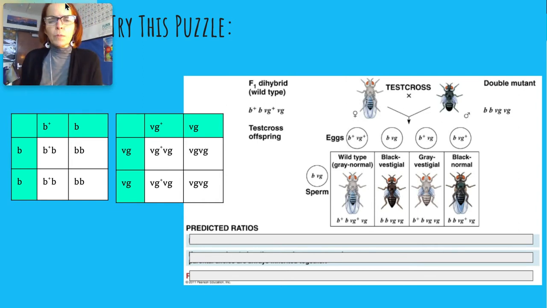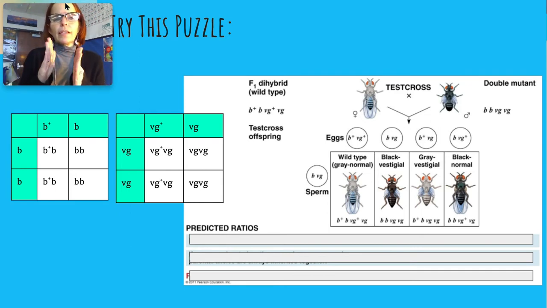So let's take a look at this puzzle. This is also Thomas Hunt Morgan's work with his fruit flies. Here he's got a female that is a dihybrid. It's the F1 dihybrid, it doesn't matter. But she's heterozygous for both the color of her body and the shape of her wings.